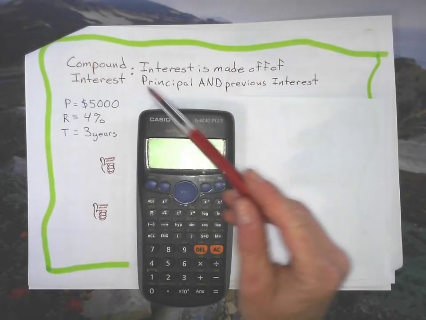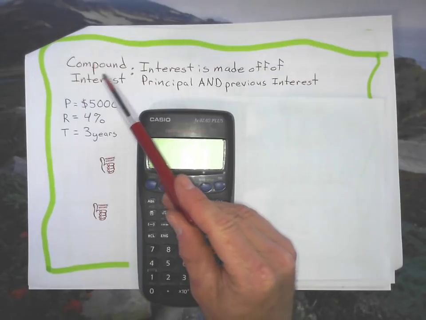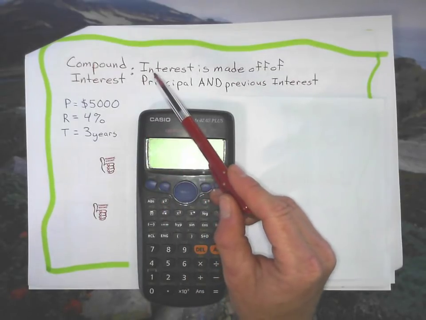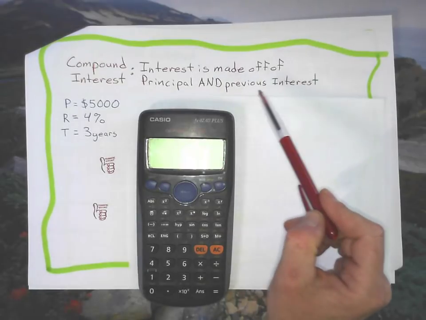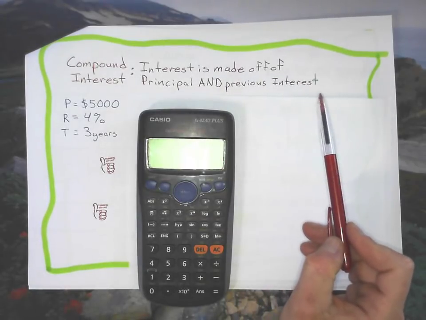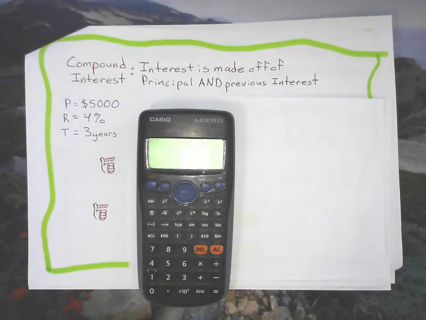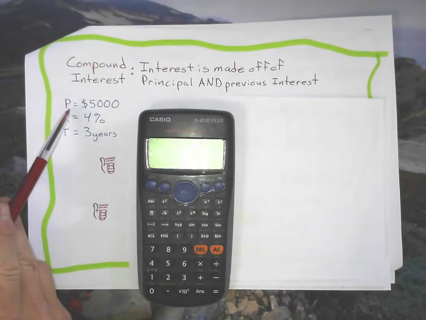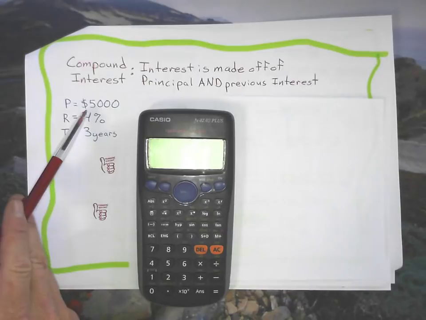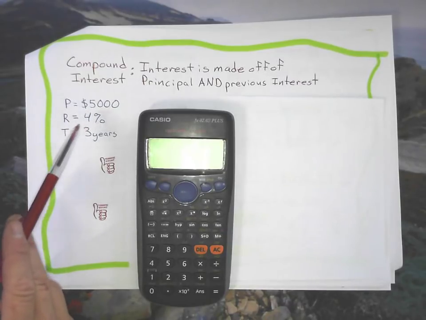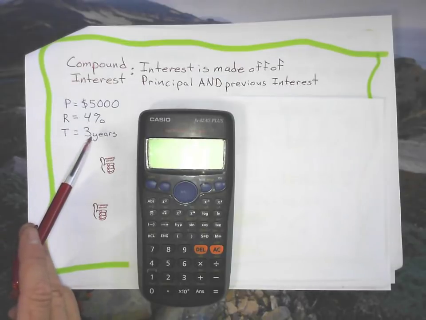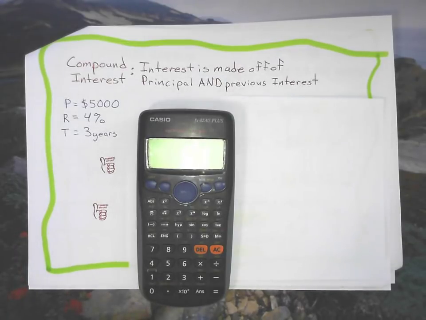Alright, the difference between simple and compound interest is that compound interest is when we make interest off of our principal as well as our previous interest that we've already made. And we'll look at an example of investing $5,000 at a rate of 4%, and I'm going to keep it in the bank for 3 years. And this example will be a little bit different.